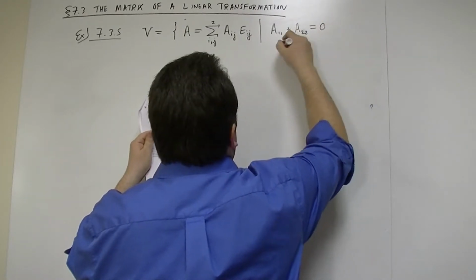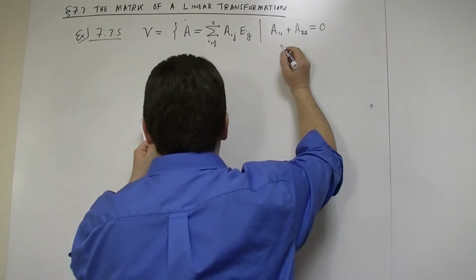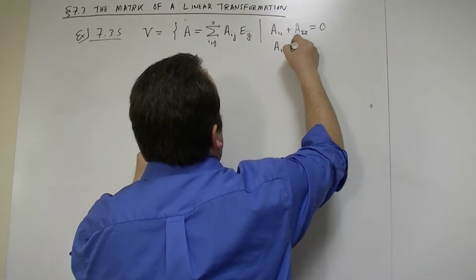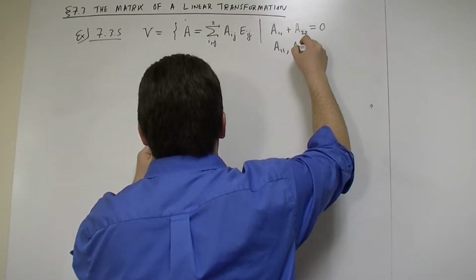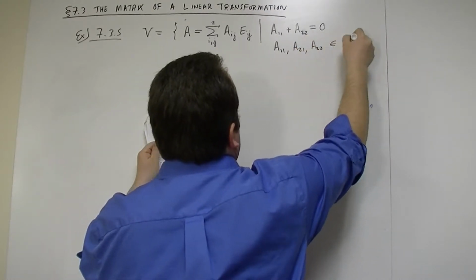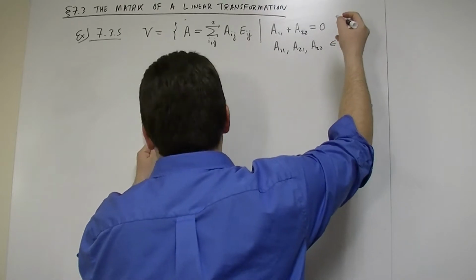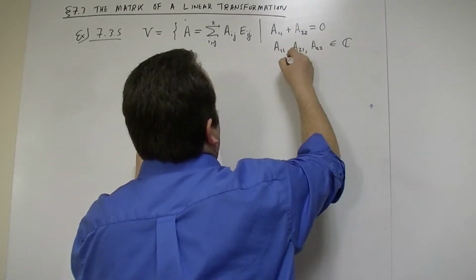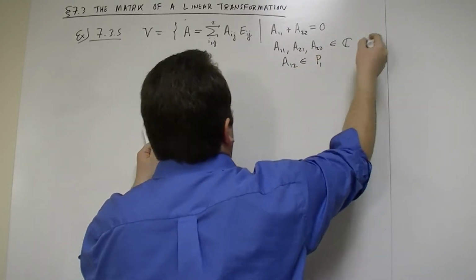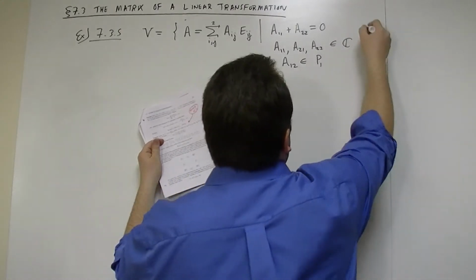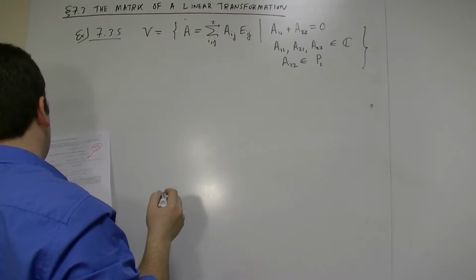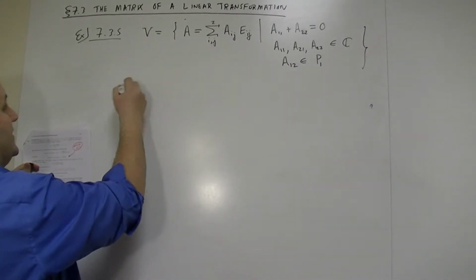And then I tell us that a11, a21, and a22 are all complex numbers. And then just to be really weird, I have let a12 be a first order polynomial. That's a weird example. So just to be clear, what does a typical element of V look like?